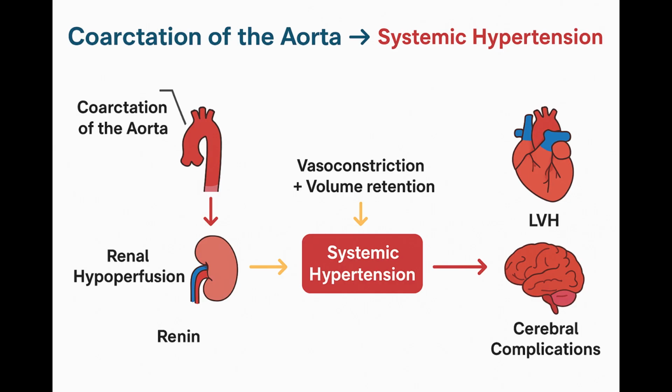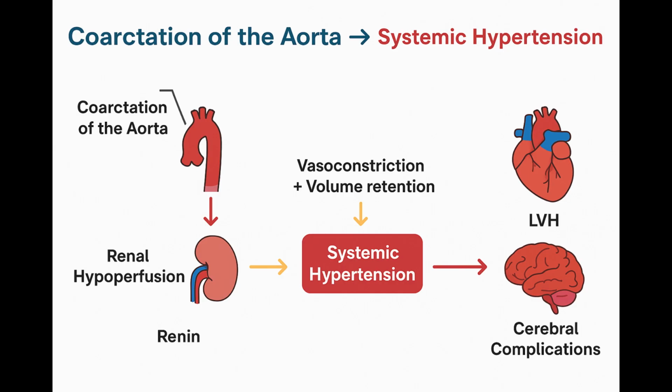And knowing which builder failed is really the key, isn't it? To understanding the defect, the associations, the risks. That is the core takeaway. If you understand the builder, you understand the lesion. So this framework should really help you distinguish these defects far beyond just memorizing murmurs.